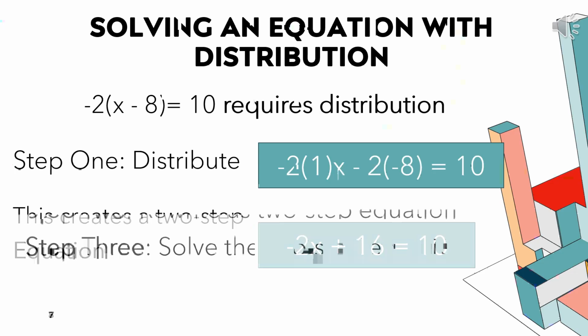Let's distribute. Remember, there's an imaginary 1 in front of the x. So, minus 2 times 1x is negative 2x. Next, negative 2 times negative 8 is positive 16. Our equation now looks like this: negative 2x plus 16 equals 10. Let's solve it on the next slide.